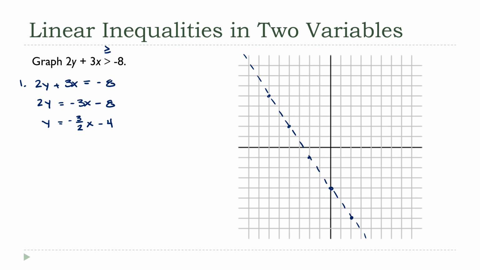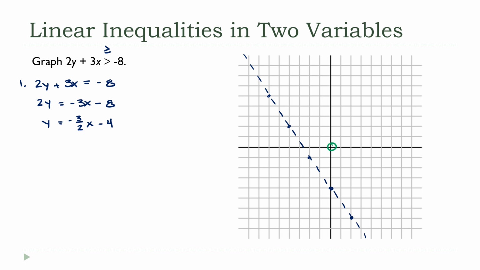Right? A solid line indicates that the points on that boundary region are solutions to the inequality. A dashed line indicates that the points on that line are not part of the solution. Okay, so now I'm going to do the same thing I did before, right?